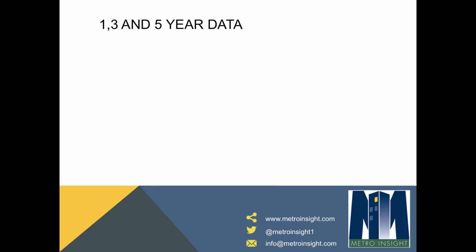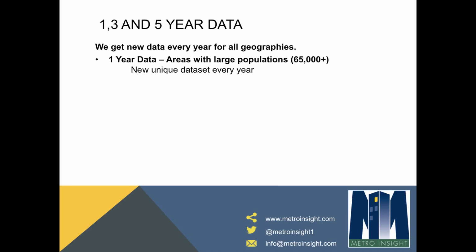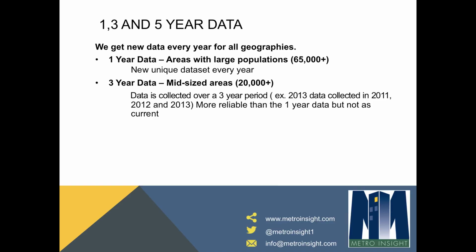Now there's 1 year, 3 year, and 5 year data. This takes a little bit of explaining. We do get data, as I mentioned, every year for all geographies, and for the larger geographies, populations of 65,000 and over, we get a unique data set every single year. For mid-sized geographies, 20,000 and above, the data is collected over a 3-year period. So the 2013 data is actually collected in 2011, 12, and 13. Now it's more reliable than the 1-year data, but it's not as current.